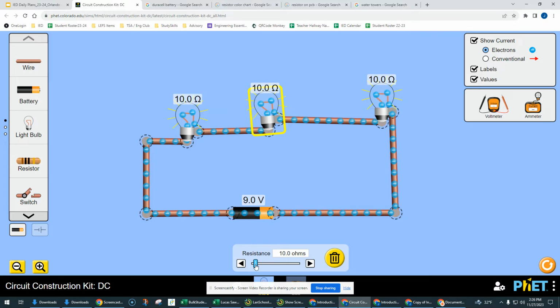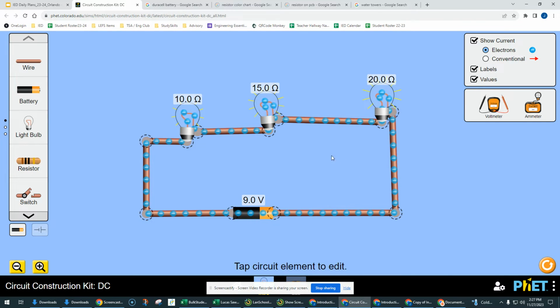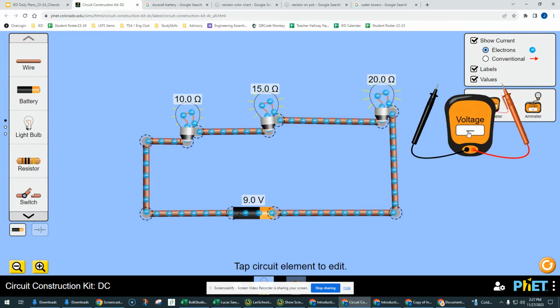Now I'm going to go ahead and change the resistance, just some nice numbers, that second bulb to 15 and the third one to 20, because I don't want them to all be the same for the next thing I want to show you. These numbers just work out nice. We go 10, 15, and 20. The order doesn't exactly matter, so you can have them in a different order too. But I'm going to use the voltmeter now.